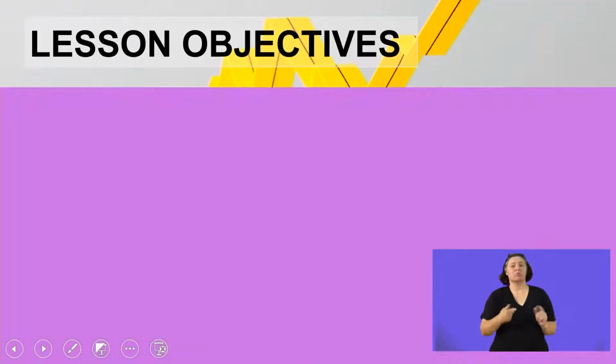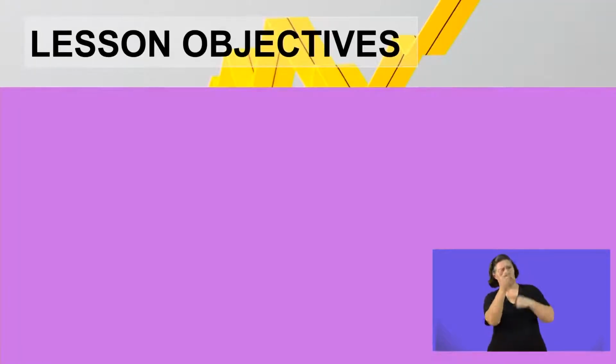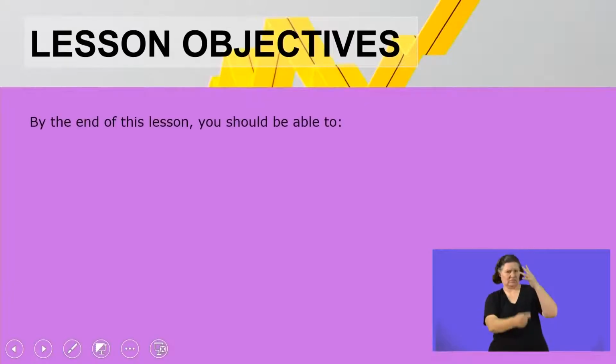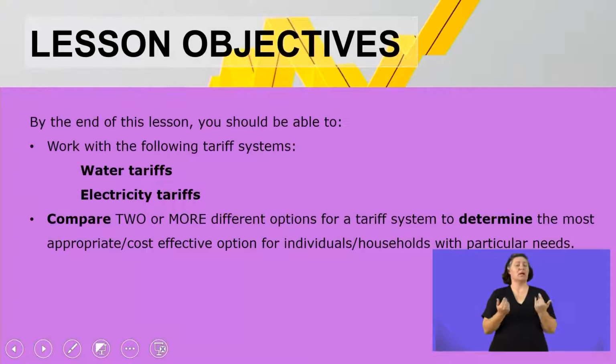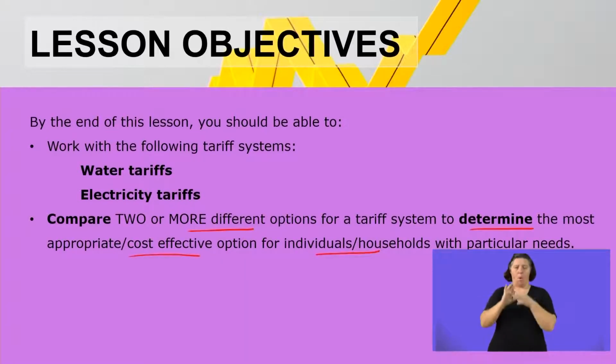Guys, what can you expect of this lesson? So let us quickly look at our lesson objectives. By the end of this lesson, you should be able to, first of all, work with the following tariff systems. That will now be your water tariffs and, of course, your electricity tariffs. What else will I expect of you? You must be able to compare two or more different options for a tariff system to determine the most appropriate or most cost-effective option for individuals or households with particular need.